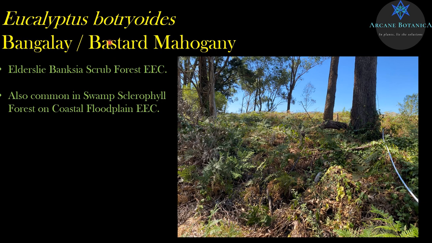It's really funny, botryoides, where you get it sometimes. This is out at Camden in genuine western, southwestern Sydney, Campbelltown, Camden area. And we've got this endangered ecological community, which has pretty much been wiped out. It's all gone under houses and there's about 10 hectares left. But this is the Eldersley Banksia scrub forest. And again, it's a younger sand deposit along the Nepean River. At Eldersley, there's a lot of, you know, genuine sand. You get Banksia integrifolia. You also get Angophora floribunda and Angophora subvelutina, and you get Eucalyptus botryoides.